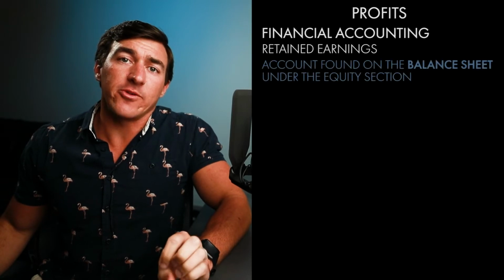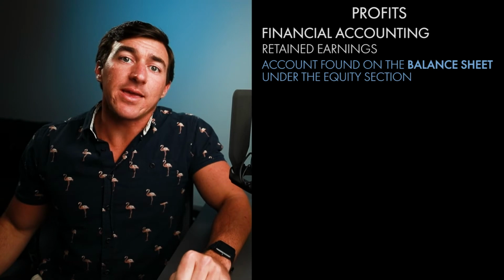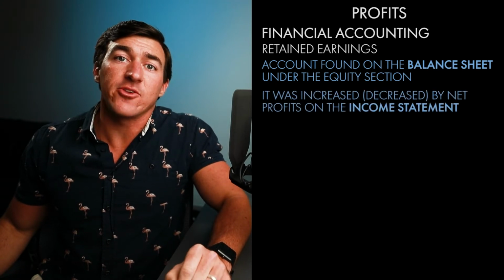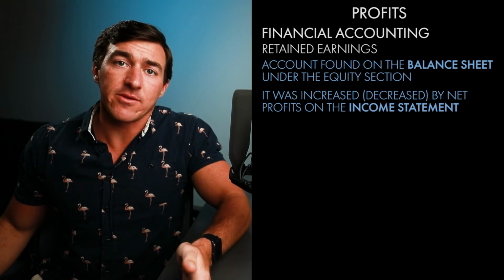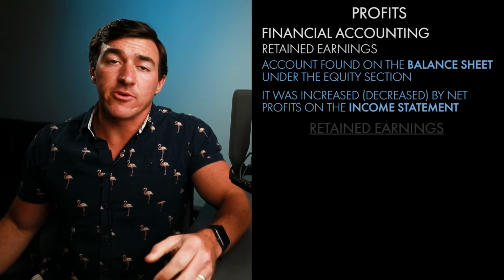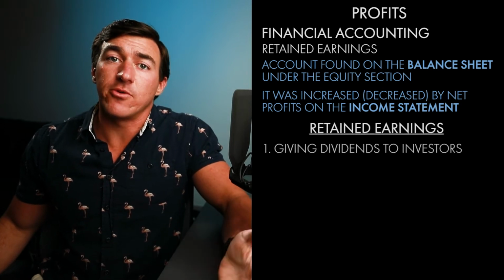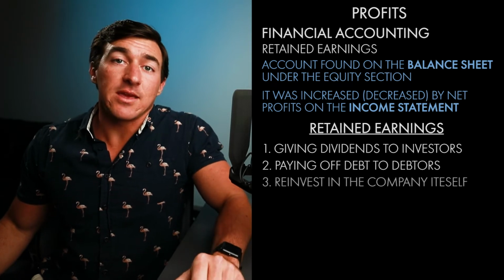Remember, retained earnings was the account that was found on the balance sheet under the equity section, but it came from and was increased by net profits on the income statement. Net profits eventually becomes retained earnings. Retained earnings is a way that people can share in the money, whether it's giving it to dividends, which goes to investors, or paying off debt, which goes to debtors, or reinvesting it in the company itself.